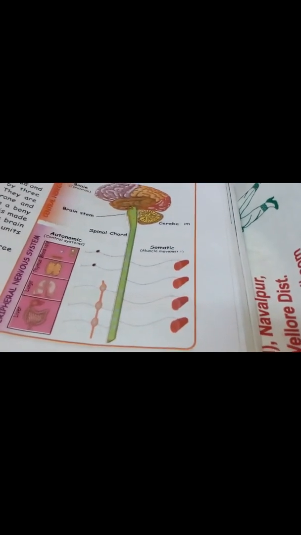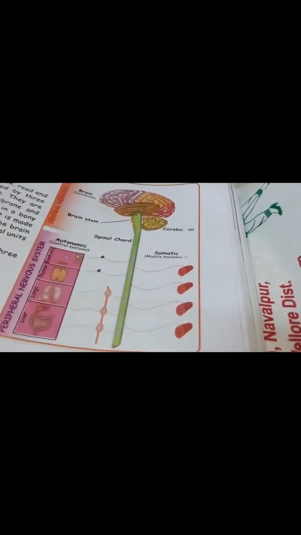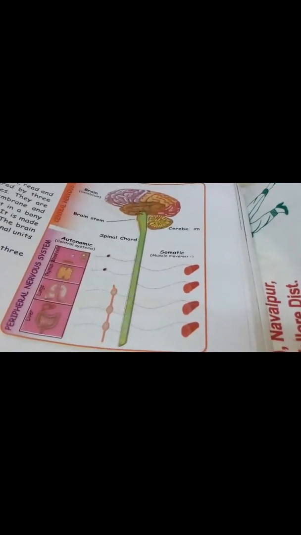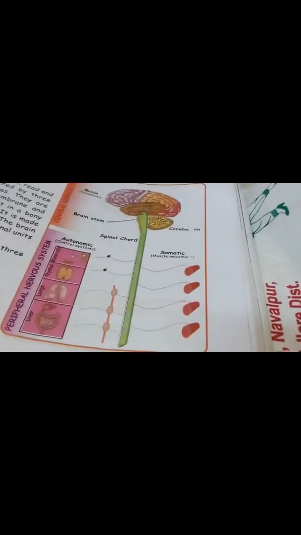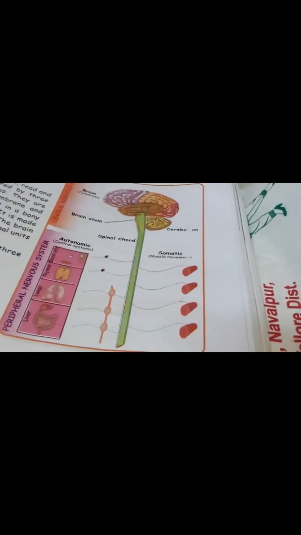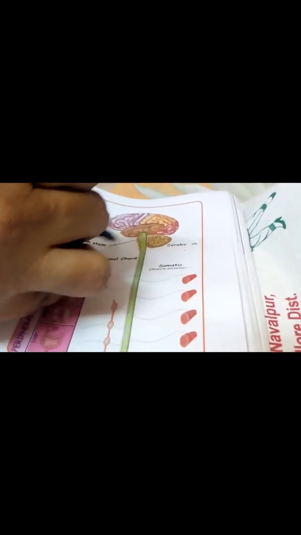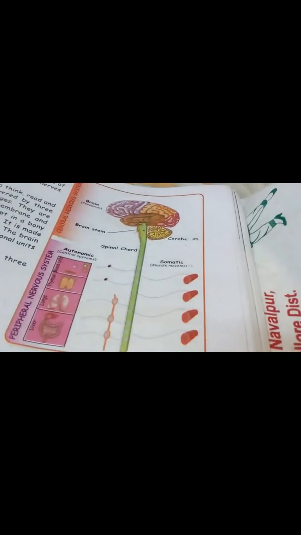Next, third part, medulla oblongata. The medulla oblongata comprises of pons and medulla oblongata. It is also called the brain stem. This portion is medulla oblongata. This is the cerebrum, cerebellum, and this is the medulla oblongata portion. This portion is called as the brain stem.